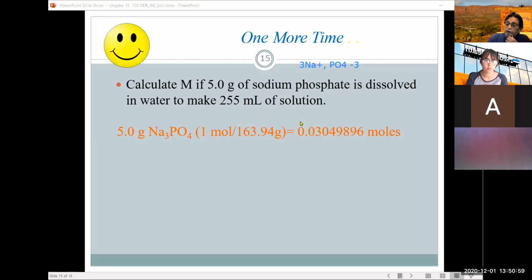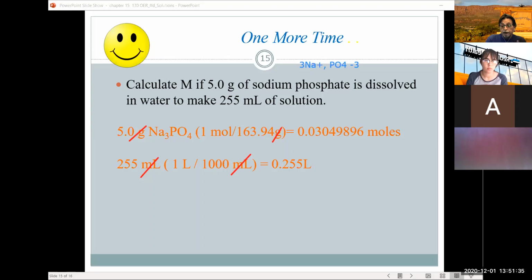We have 255 milliliters. We need to convert that to liters, because molarity is moles per liter. And so we know that in 1 liter, there are 1,000 milliliters. Again, there's your conversion factor, keeping track of your units. I cannot overemphasize using the system to keep track of your units, to make sure that things cancel out properly and you've got it set up properly. And so that represents 0.255 liters.